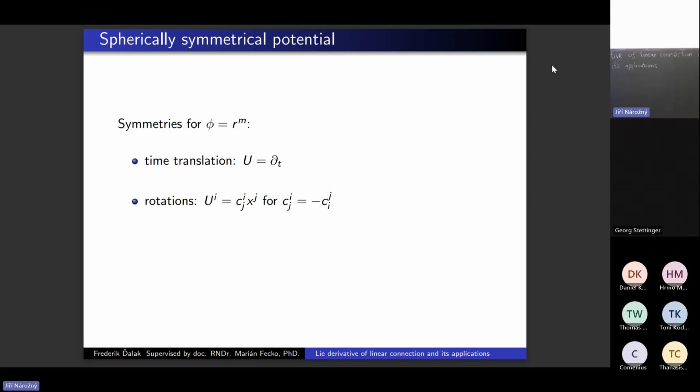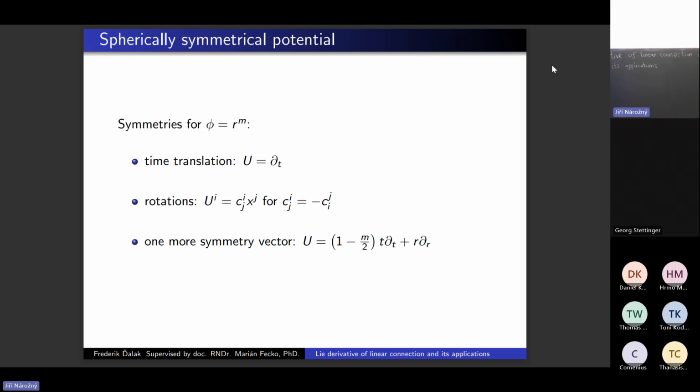Then there are going to be rotations, which once again is very predictable for a spherically symmetrical potential, so you can just take the trajectory and move it around the spatial center of coordinates. And then there is one more symmetry vector. As we can see, it is given by this formula, and it also depends on the value of the exponent in the gravitational potential. It says, as we can see, (1 minus m)/2 t partial t plus r partial r.